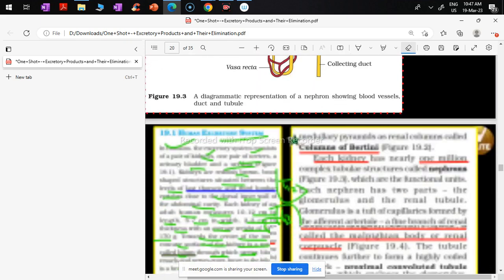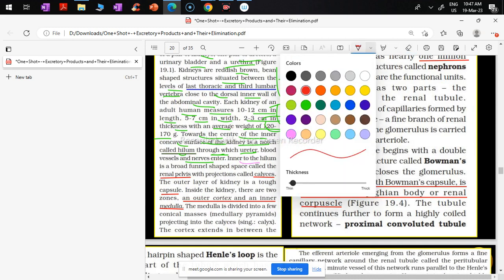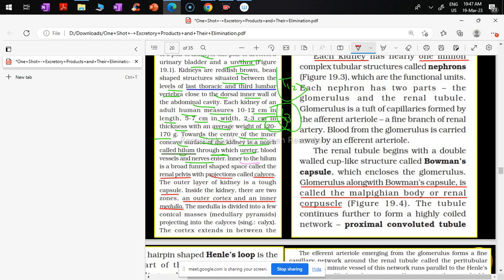So the funnel-shaped renal pelvis is here. With projections, it means this renal pelvis has some projections, and those projections we call the calyces. Inner to the hilum there is a broad space called the renal pelvis, and it has some projections, and those projections are called calyces.